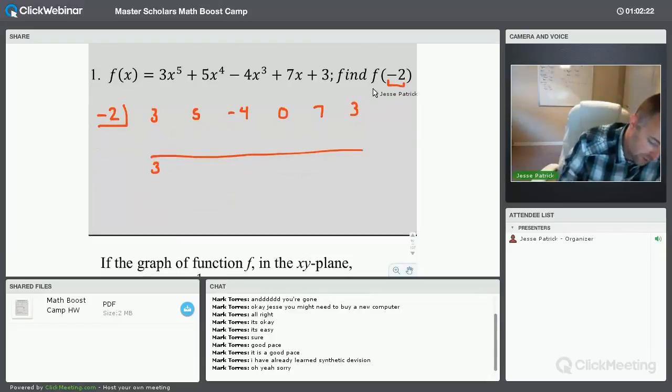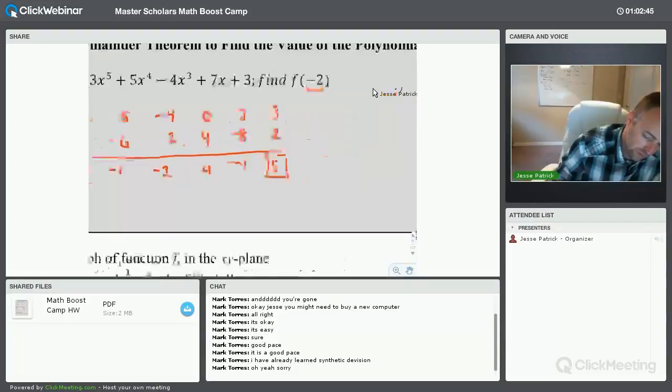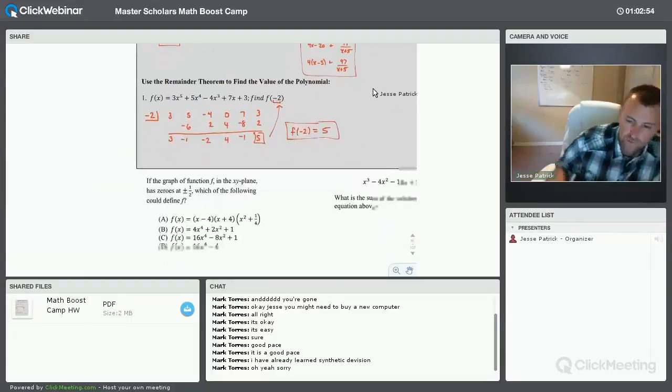So here we go. Pull down your first term. Negative 2 times 3, that's negative 6. Subtract, because that's plus a negative, that's negative 1. Multiply, that's going to be positive 2. Subtract, add negative 4 plus 2 is negative 2. Multiply, that's 4. Pull that down, that's negative 8, then negative 1, and then plus 2, which is 5. That's your answer. Your remainder is the answer to this. So f of negative 2 equals 5. That is by the remainder theorem.